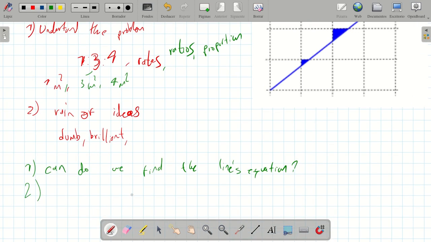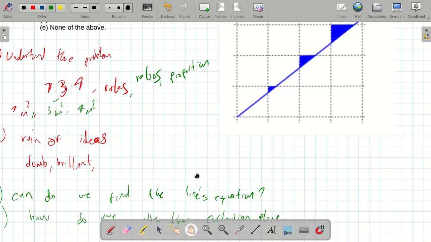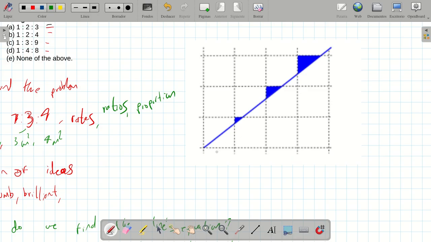Second idea is related to the Cartesian plane. How do we use the Cartesian plane? Because maybe I can put coordinates in here. Maybe I can call this 1, 2, 3. Try to find the equation of the line.